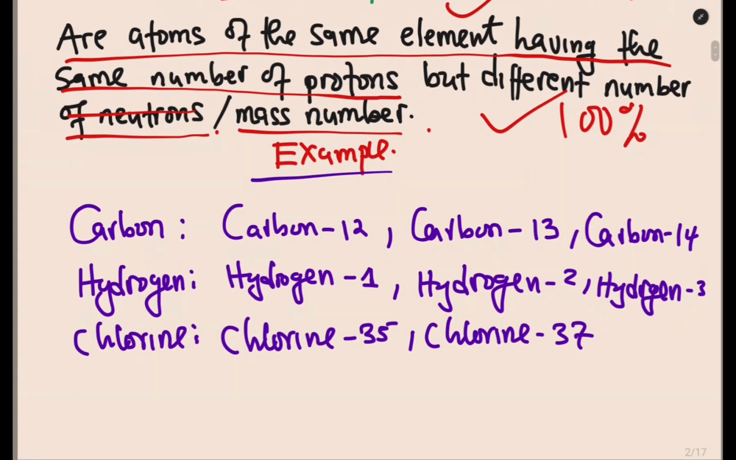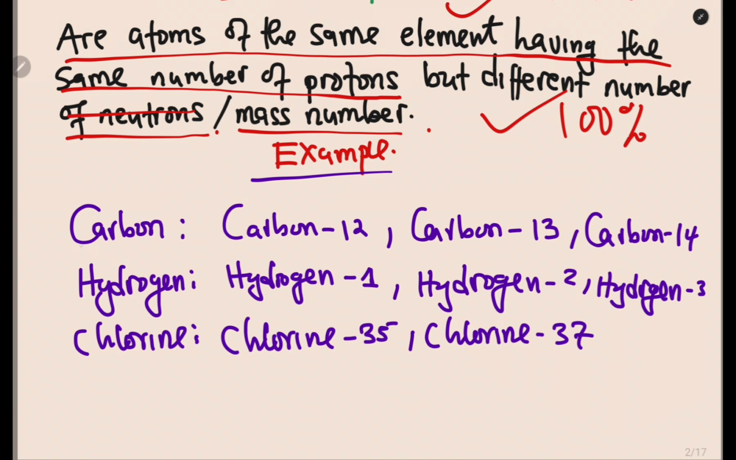Since we are saying atoms of the same element having the same proton number but different number of neutrons, you should know that most of the elements that are found on the periodic table are isotopes. I'm sure you've seen the periodic table of which the mass numbers are not exactly whole numbers. We are going to look at exactly what I mean.